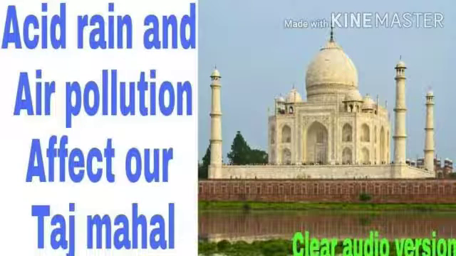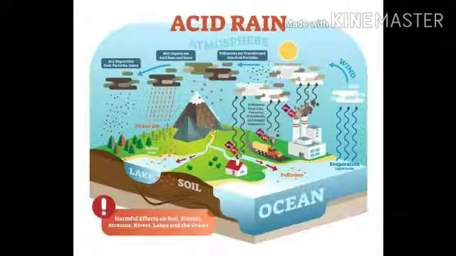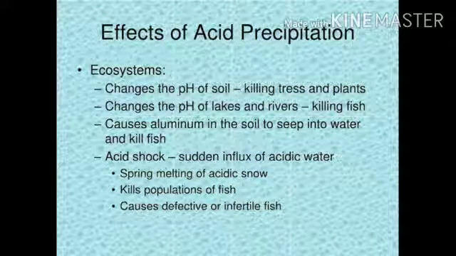Industrial waste gases contain sulfur dioxide, nitrogen oxide, and carbon dioxide. When they get mixed with moisture, they change into acids. Acid rains are also witnessed in Visakhapatnam district.